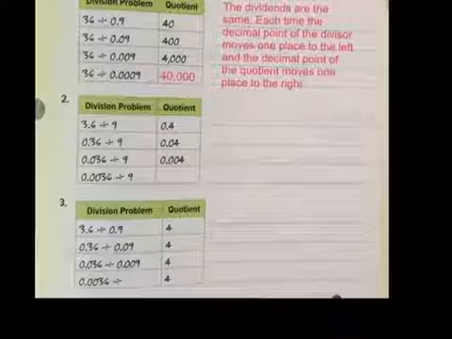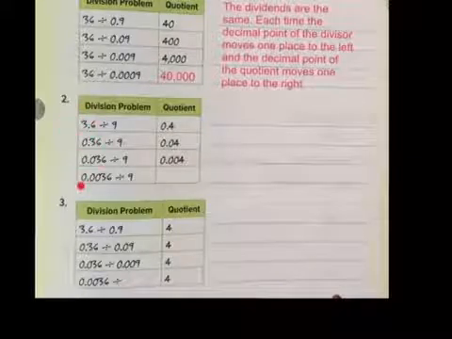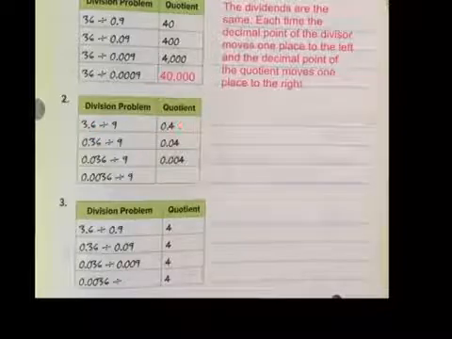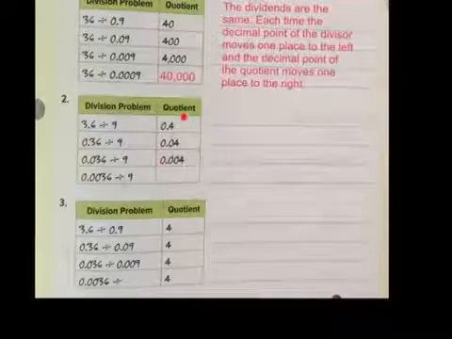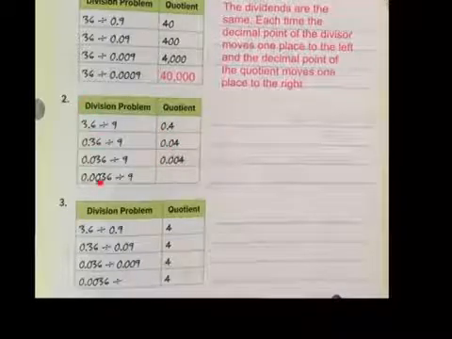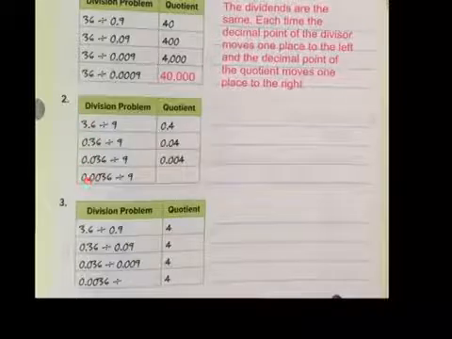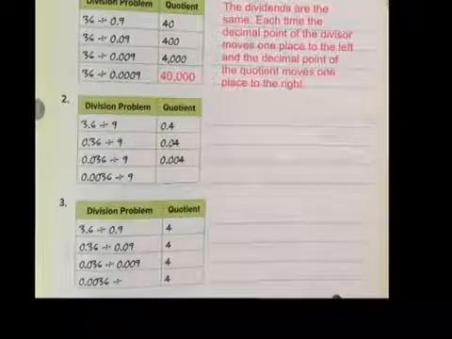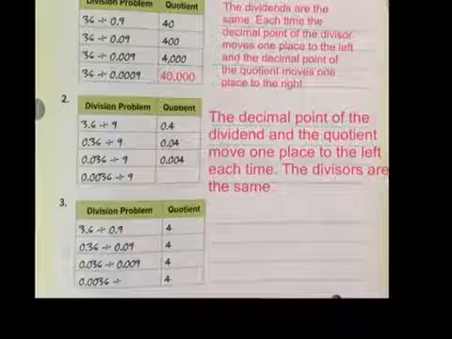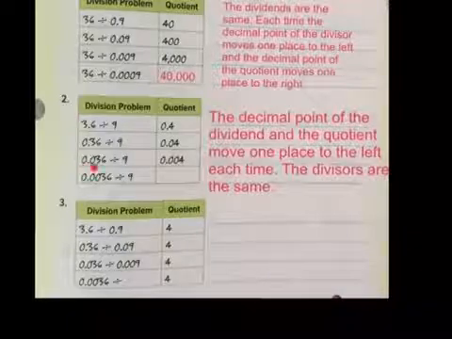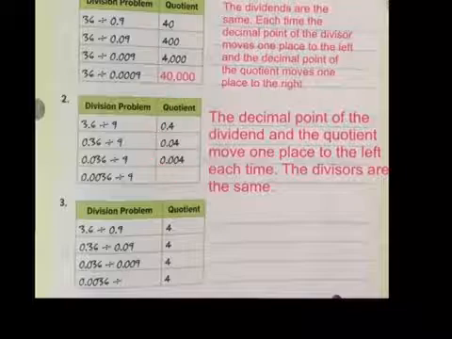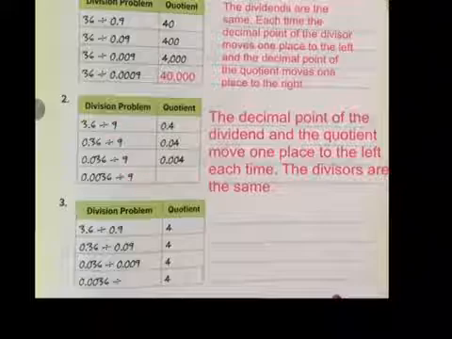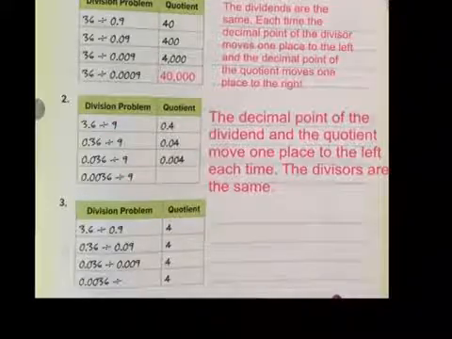Okay, now let's look at a different pattern here with the dividend being changed. When the decimal of the dividend moves to the left, what happens? Well, when the dividend moves to the left, the quotient also moves to the left. Do you see that? So when the dividend, the number that's being divided, moves to the left, so will the quotient. And the divisor stays the same. The decimal point of the dividend and the quotient move one place to the left each time. The divisors are the same, as you can see. Copy that down, please. Pause the video first.